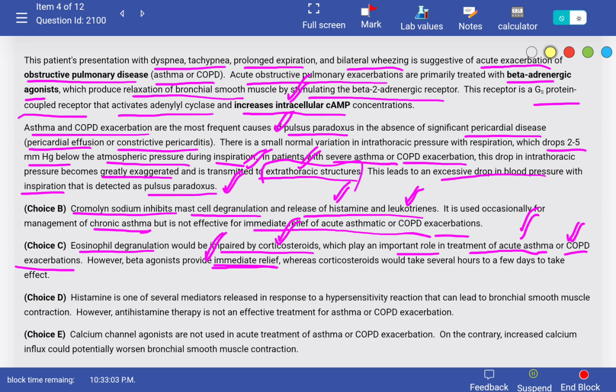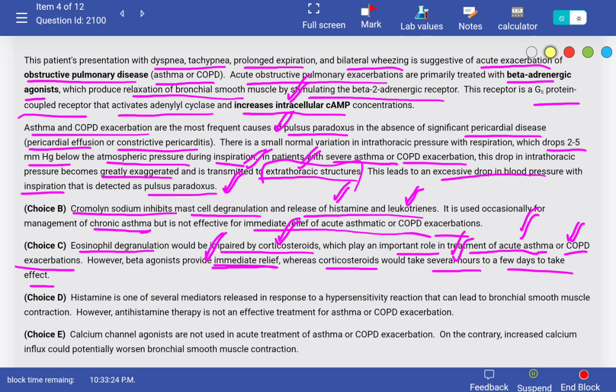It will take no time, whereas corticosteroids would take several hours to a few days to take effect. Okay, this is important, right? They can confuse between these two answers, like beta 2 agonist and corticosteroids.